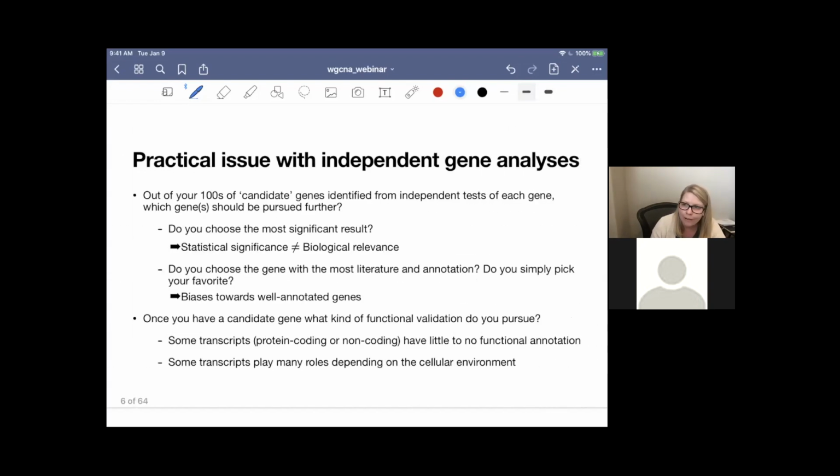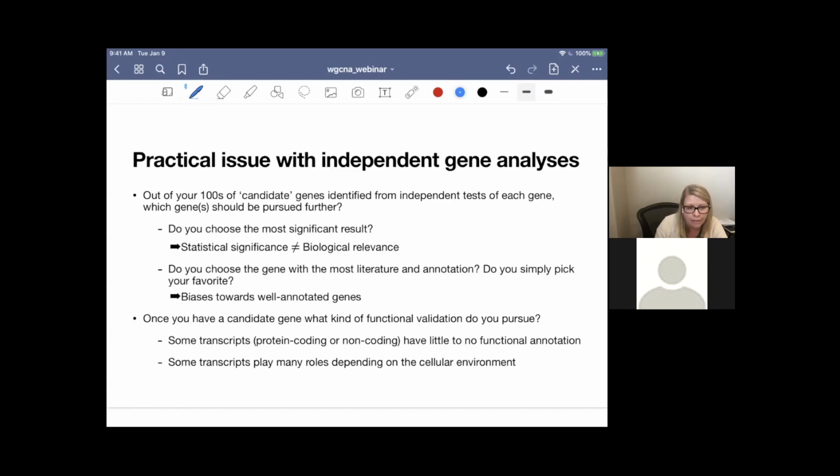But that was all kind of theory and big lofty ideas. Practically, what are the issues with independent gene analyses? What happens when we're just doing an RNA expression study and simply looking for differential expression between our cases or controls, or our exposed and non-exposed samples, is that in the end, a lot of times we'll get hundreds of candidate genes from these independent tests, and we have to have some kind of strategy for deciding which genes to pursue further to take on to those functional studies.